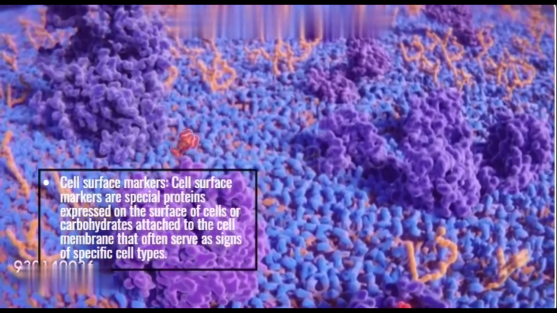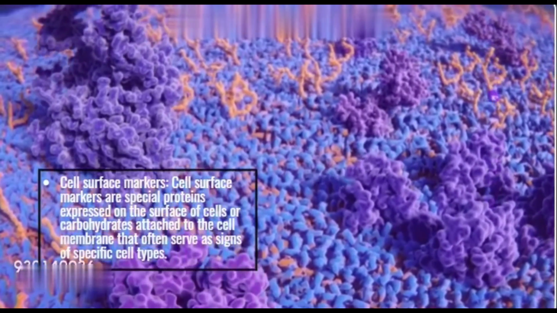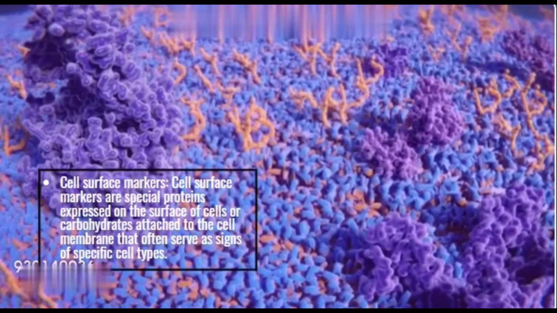Cell surface markers. Cell surface markers are special proteins expressed on the surface of cells or carbohydrates attached to the cell membrane that often serve as signs of specific cell types.